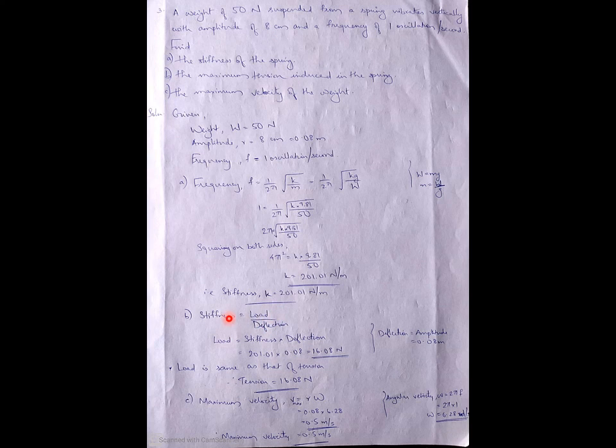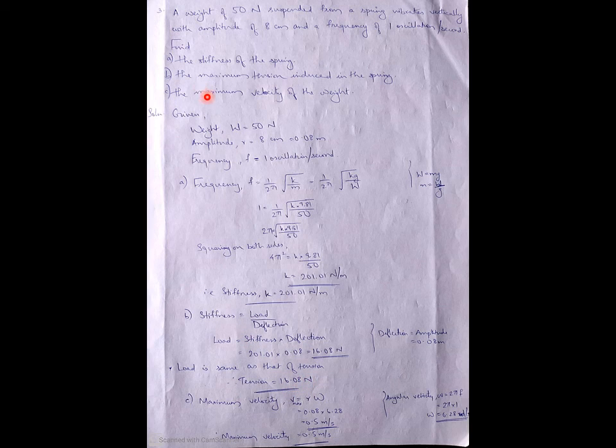So stiffness is load by deflection. This deflection means it is up to the amplitude deflection, which is 0.08. The stiffness value won't change, even if it is up to this amplitude or up to the full static extension. So stiffness will be the same, which is 201.01. So load means it is the same as the tension itself. So load equal to stiffness into deflection, you will be getting 16.08 Newton. This load means it is the tension, which is 16.08 Newton.